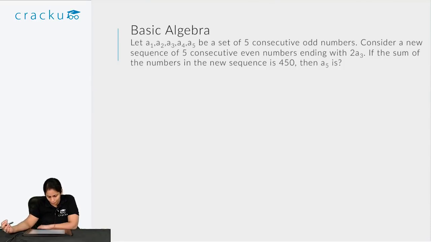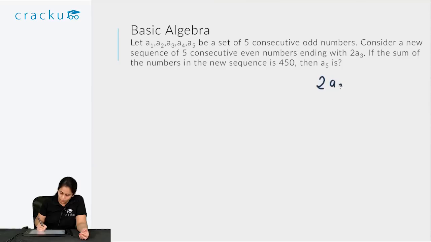It requires you to form a basic equation, and that is all you will need. So A1, A2, A3, A4, A5 are 5 consecutive odd numbers, and the new sequence of even numbers is 5 consecutive even numbers ending with 2A3. So you have 2A3.